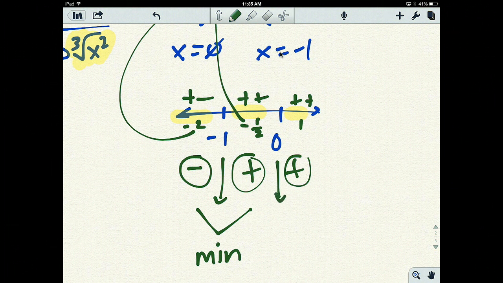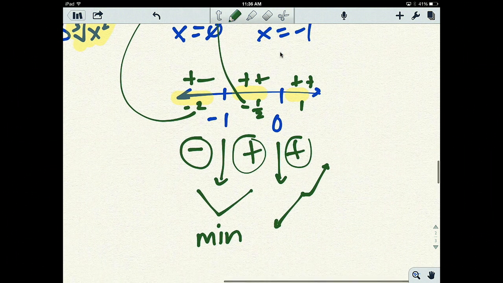It looks like I have a slope of positive. I kind of stop for a second, and then I go positive again. This means I don't have a max or a min. So this tells me my critical points are -1 and 0.